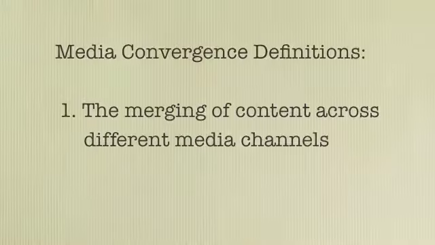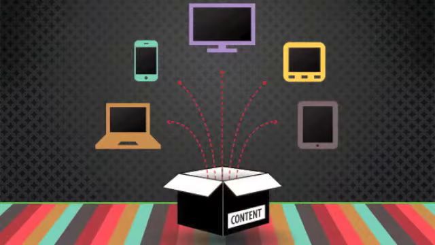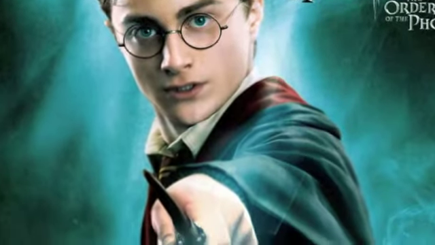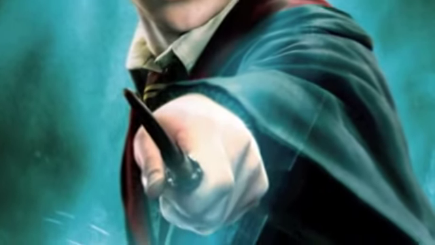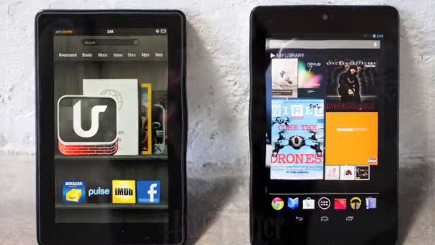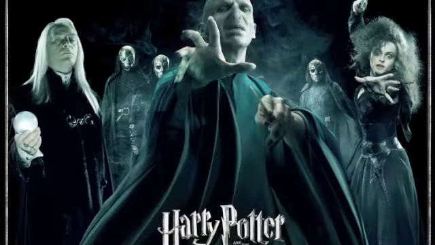So the first is the merging of content across different media channels, right? So you've got a story and it's distributed onto various platforms. So you got something like Harry Potter, which was originally published as a novel, and then it became an audiobook. It also became an incredibly successful film franchise. And of course, you don't have to read it just in paper form. You can read it on any number of e-readers. So this is one example of media convergence.